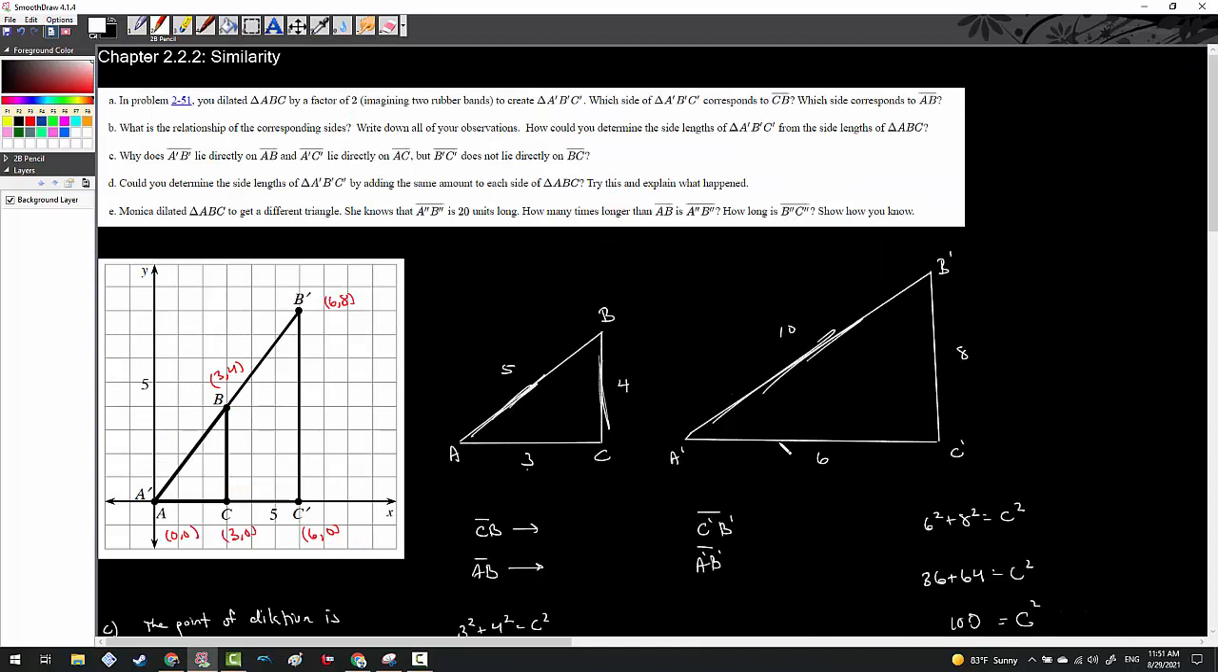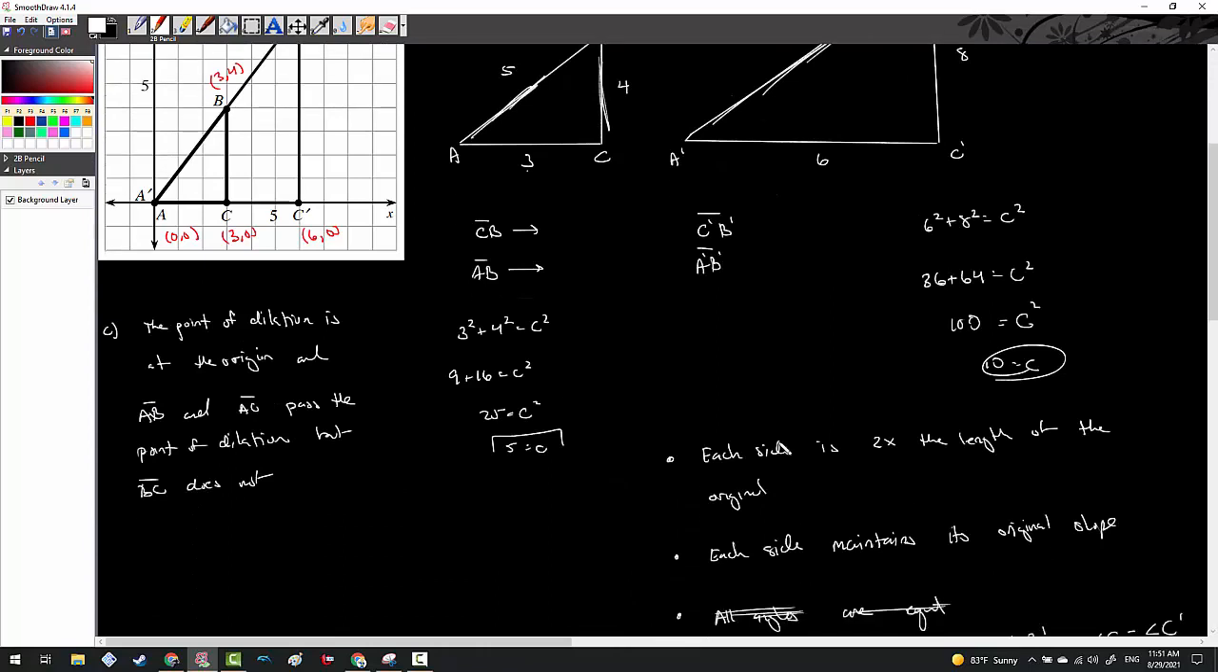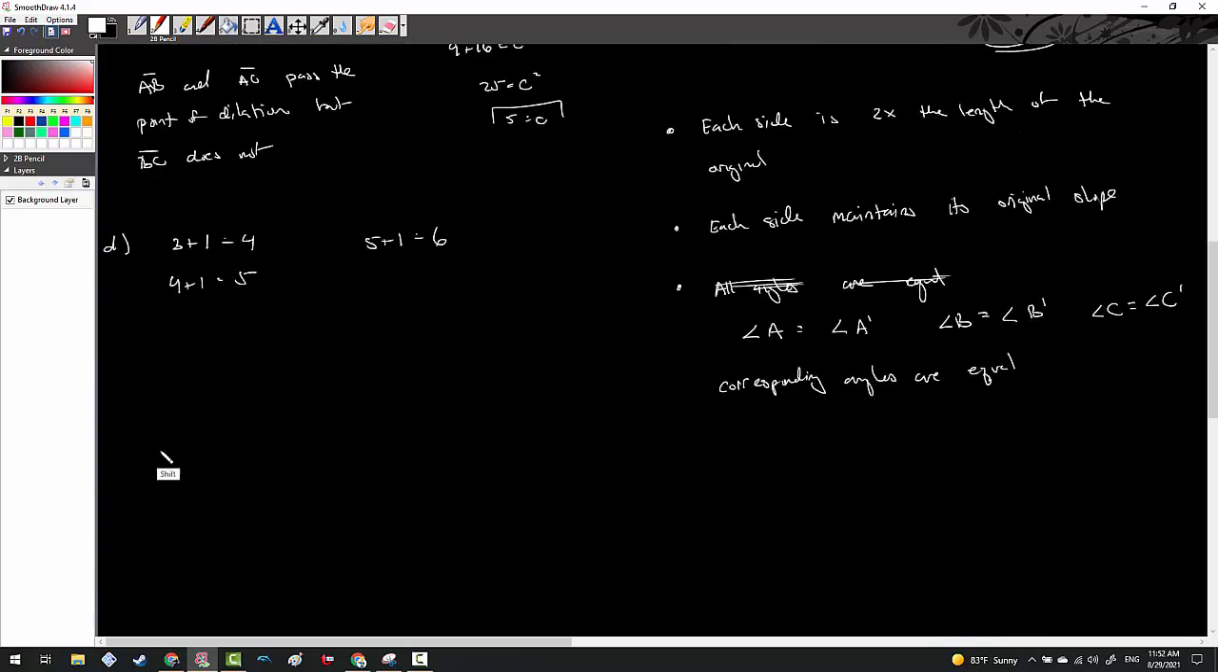Question D is asking, could you determine the side lengths of A prime, B prime, C prime by adding the same amount to each side? And try this and explain what happened. So if we had to pick an arbitrary amount to add to a 3, 4, 5 triangle, say we added 1 to each side, so 3 plus 1 would be 4, 4 plus 1 would be 5, and then 5 plus 1 would be 6. If we did that, assuming we could do a 4, 5, 6 right triangle, let's see if that actually works.